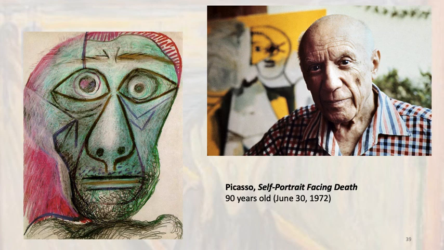This is a final piece from 1972, Self-Portrait Facing Death. So there you have it, a bit of an overview of modern art, especially from early modern art to the middle part of the 20th century. And all this move to subjectivity, all this move to questioning of values and questioning of what art itself is and what truth it represents.